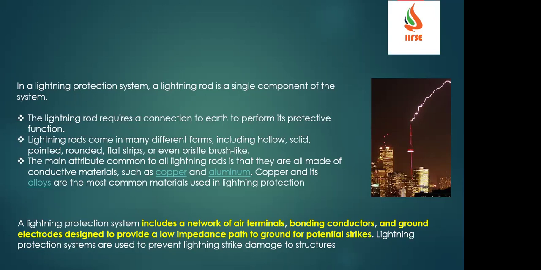A lightning protection system includes a network of air terminals, bonding conductors, and ground electrodes designed to provide a low impedance path to the ground for potential strikes. Lightning protection systems are used to prevent lightning strike damage to the structure. Definitely they'll have the conductors and a dedicated earth pit. It is not going to be mixed with the common earth pits. It will have a dedicated earth pit for the discharge, very good conductive metals, and the earth pit has to be maintained at low resistance so that it will protect the structure.